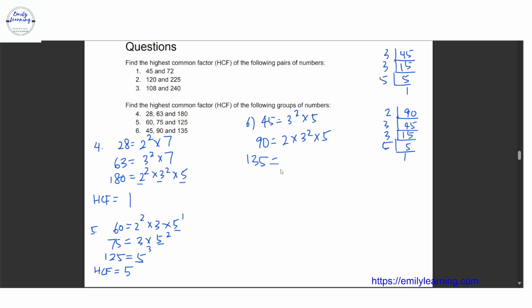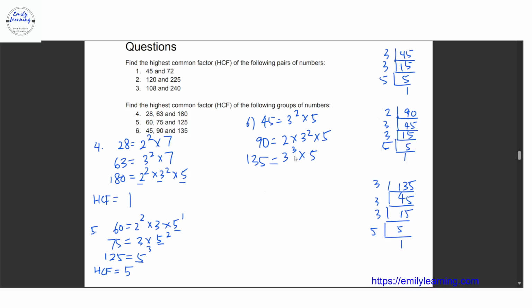Next, I'll do 135. It's an odd number, so I'll divide by 3. I get 45. 45 is a common factor. Then 15, 5, 1. So 135 is 3 cubed times 5.